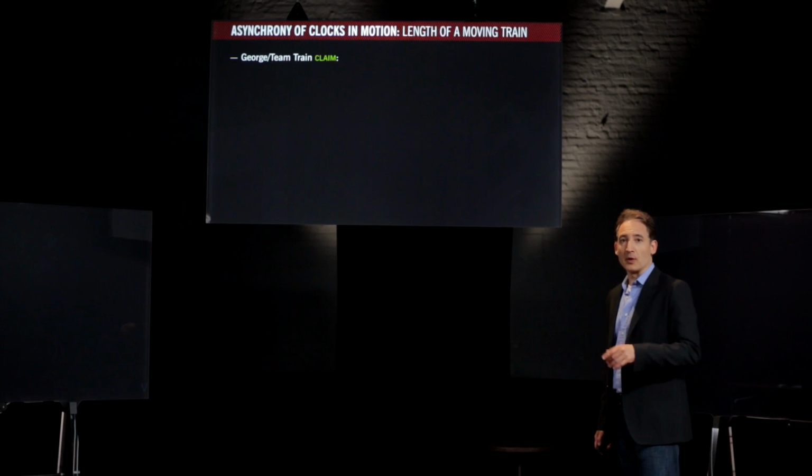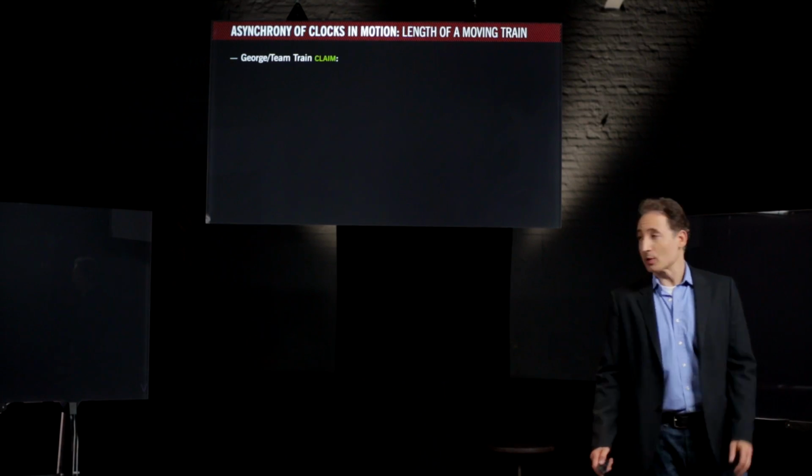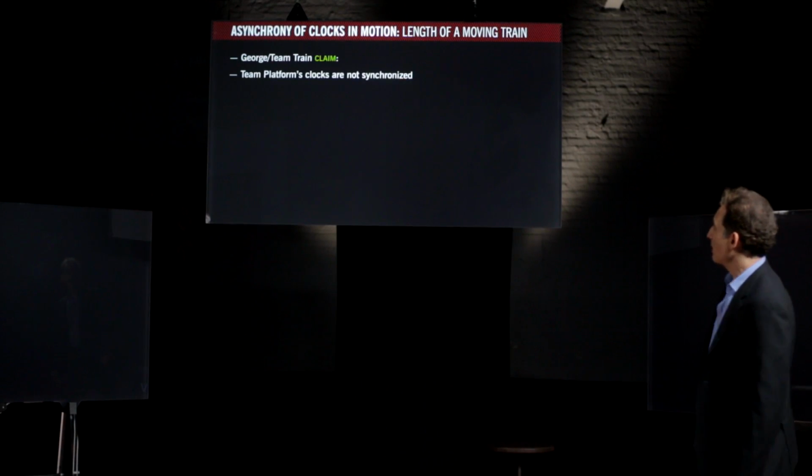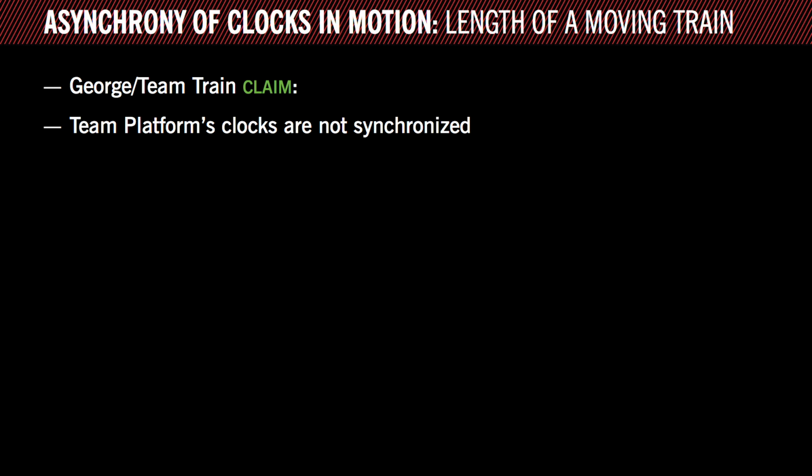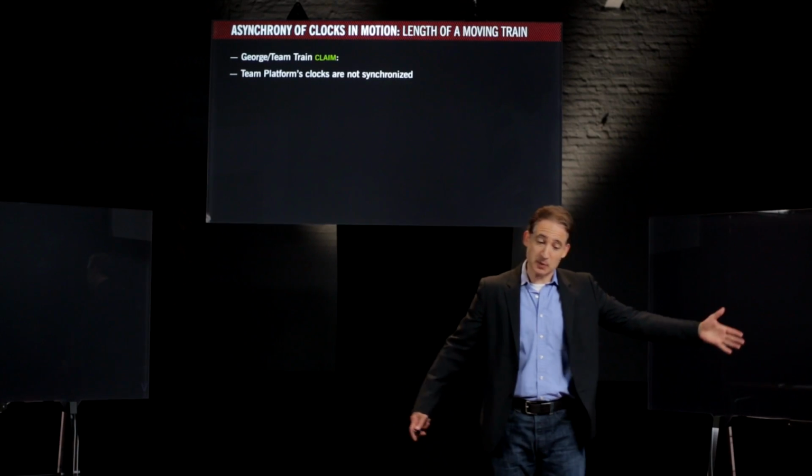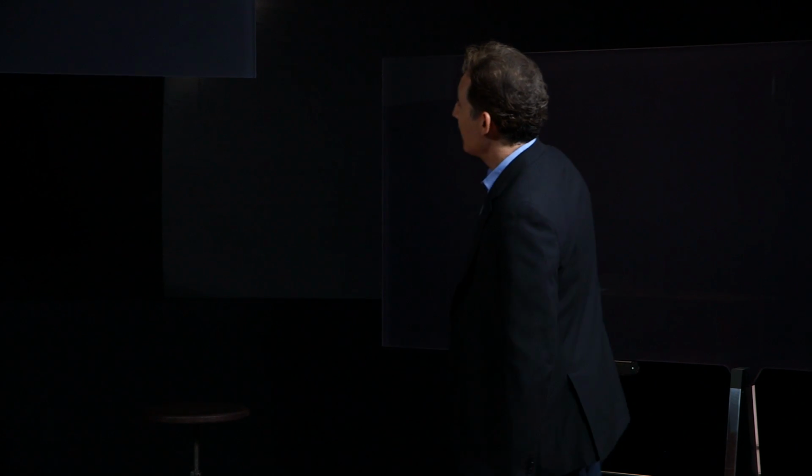Let's work out the claim that they make now to explain the discrepancy in the lengths. Here's how it goes. It makes use of course, the asynchronous clocks. So what George and Team Train claim is that the clocks in Gracie's frame, in Team Platform, are not in sync because from Team Train's perspective, the platform is moving, right? And in a little bit more detail, they say that Gracie's clock is ahead of her friend's clock. Why? From the perspective of Team Train, right?